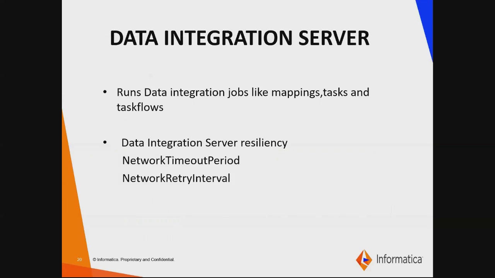Data integration server. Data integration server basically runs jobs like mappings, tasks, and task flows. Data integration server resiliency. To run your task, we have two main parameters here: timeout period and retry interval. The agent communicates based on this. Let's say your task is running now and you have a connectivity issue. The timeout period is 300 seconds and the retry interval is 5 seconds. So for those 300 seconds, it will keep trying. In case you see any issues during those 300 seconds, and your connection comes back, your agent will be able to connect back and the data integration task keeps running.